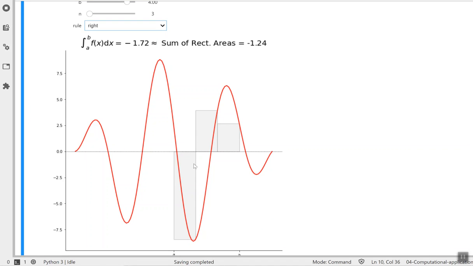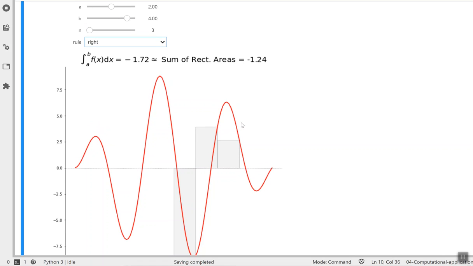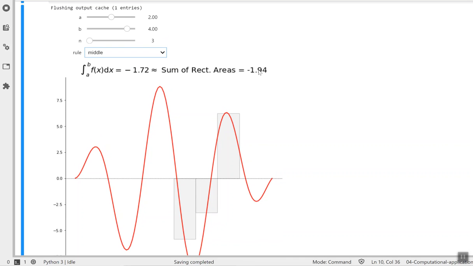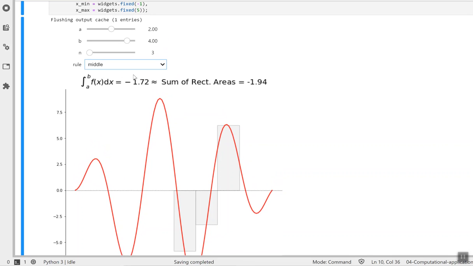So now it's using the right endpoint of the function on this subinterval to get the height of this rectangle, the right endpoint on this subinterval to get the height of that rectangle, and again the right endpoint here. I think I might have said right in the previous one, but it was left. And then the midpoint, notice it's using the midpoint of the subintervals to create the height of the rectangles. That's the only difference. And that's -1.94 now, which is better than what the other ones were.